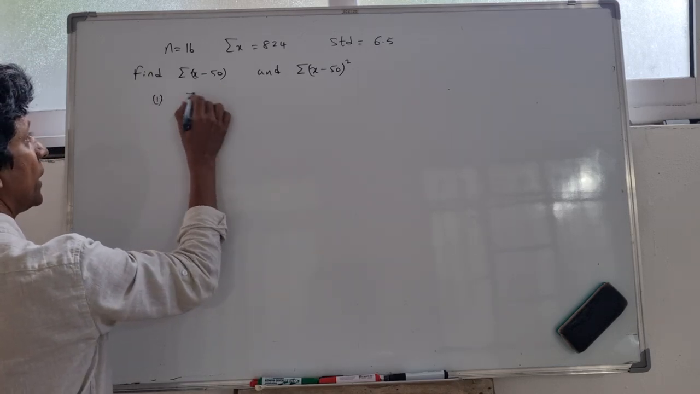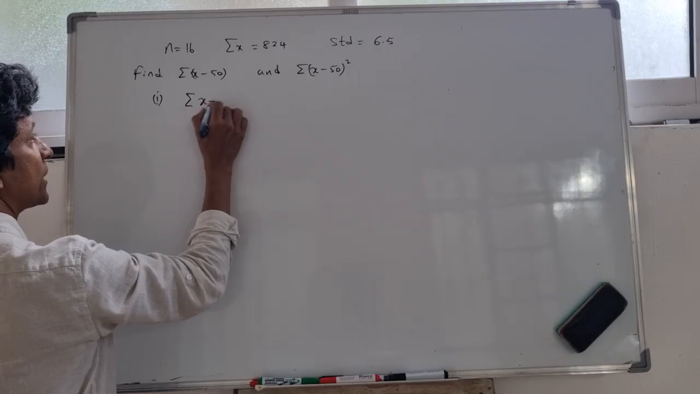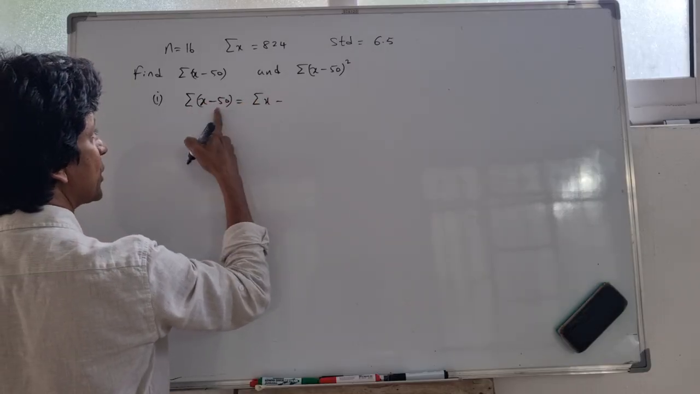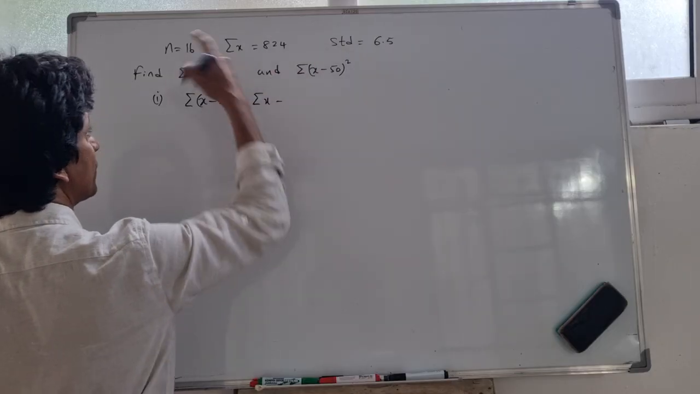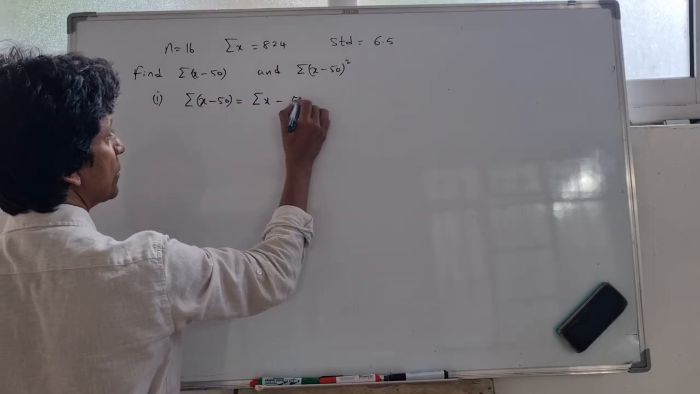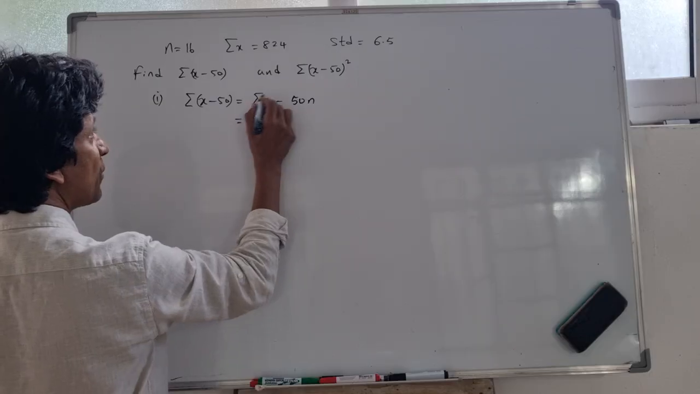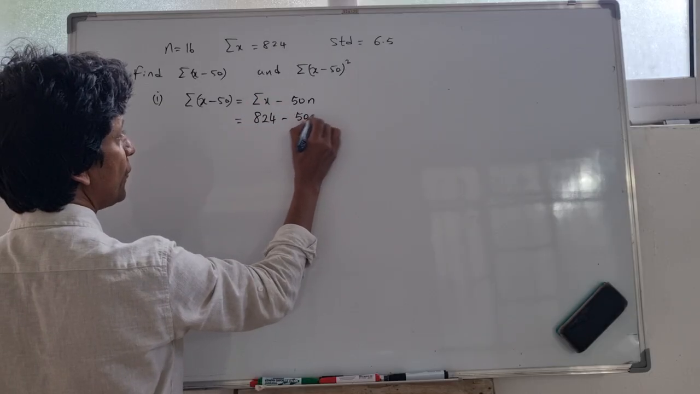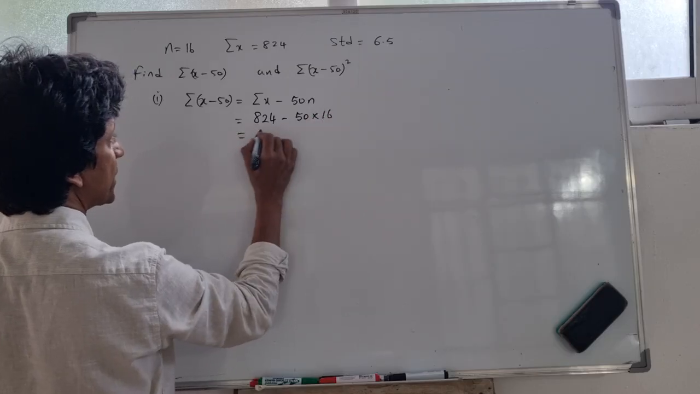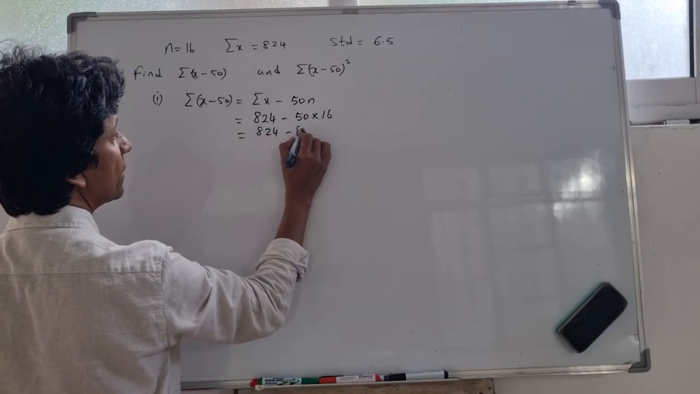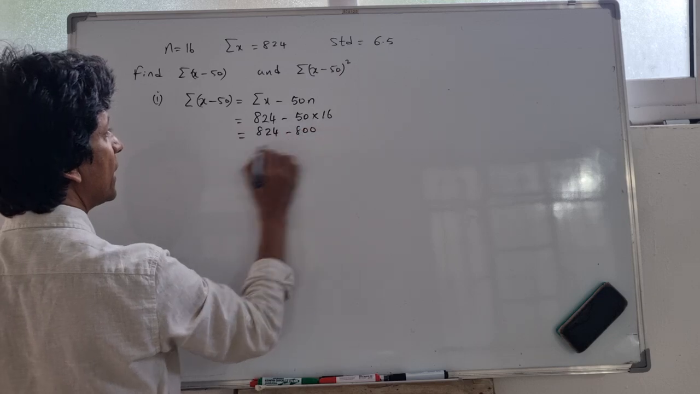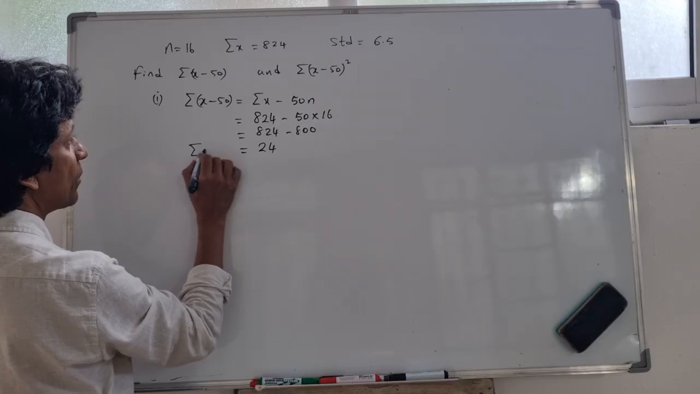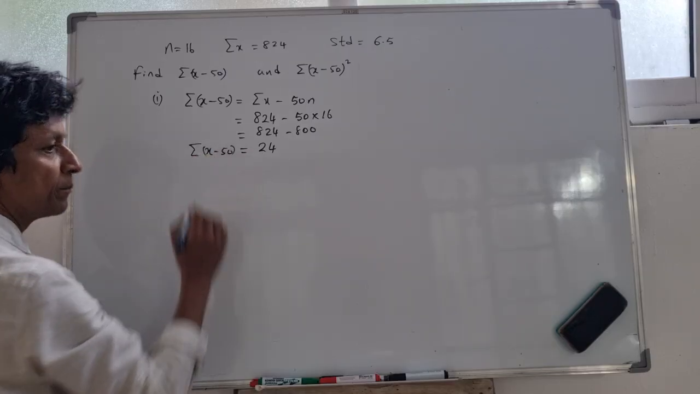So the first part, the sum of x minus 50, which you should know is the sum of x minus 50 times 16 values, so minus 50 times n. The sum of x has been given as 824. So we have 824 minus 50 times 16, which turns out to be 800. So we have 824 minus 800. So the answer is 24. So this is the sum of x minus 50.